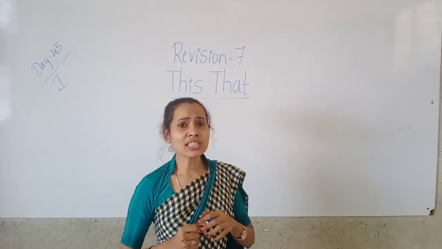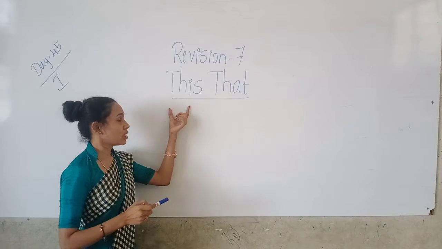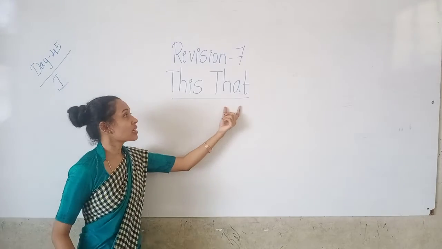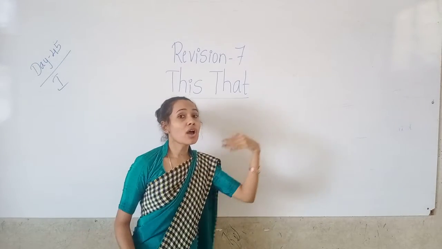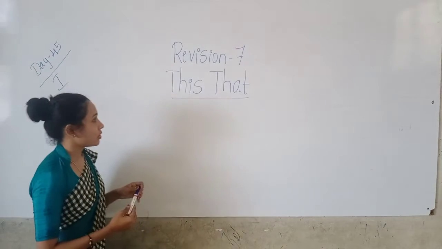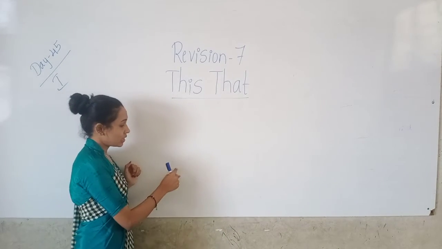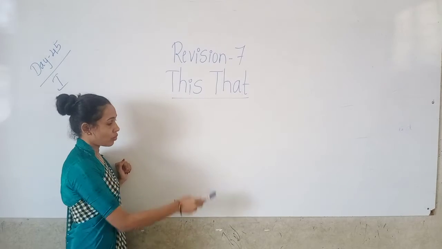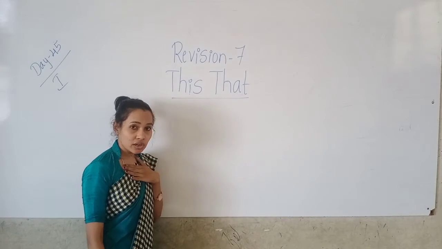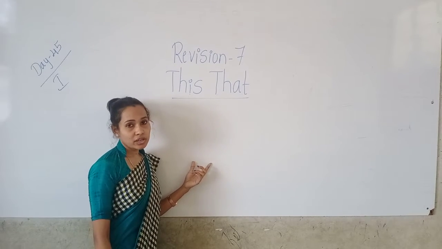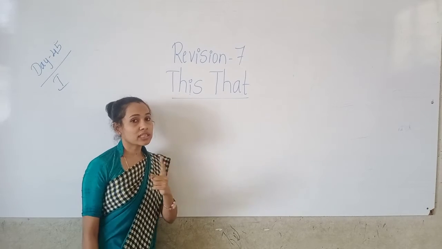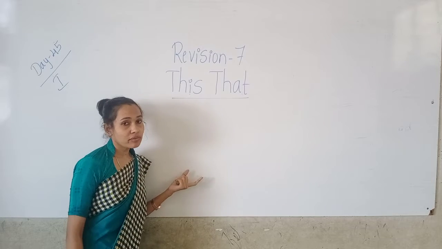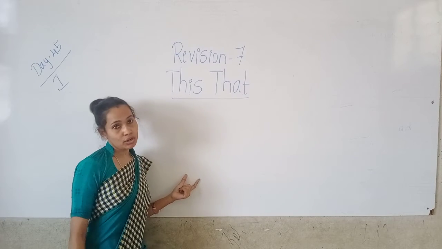Okay, this we are using to show the things which are near to us, and that we are using for the things which are far from us. Let us see the example. If I say this is a board, why am I using this? Because the board is near to me. Board means only single. Is this single or double, children? Single. So for single we are using this, which is near to us.